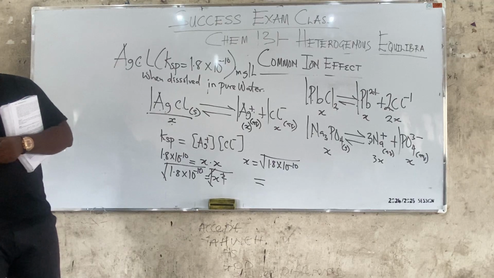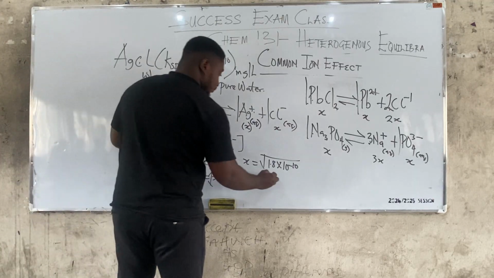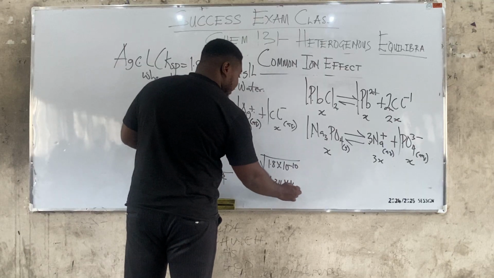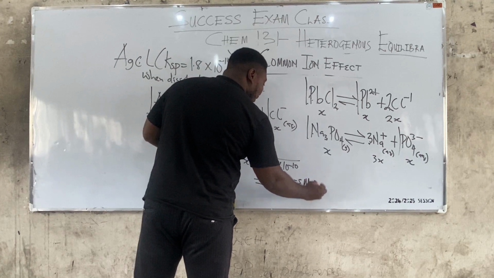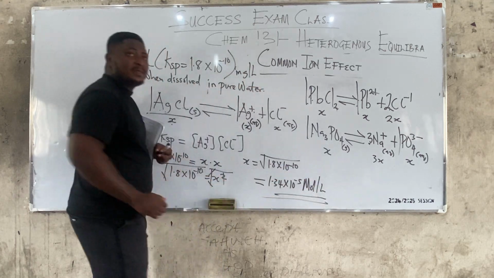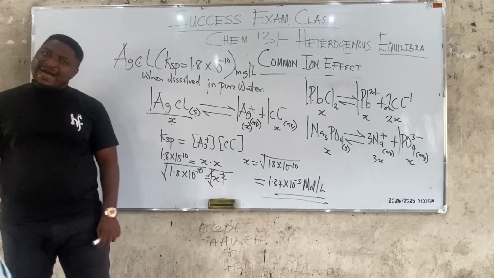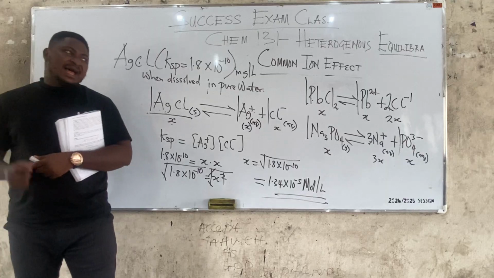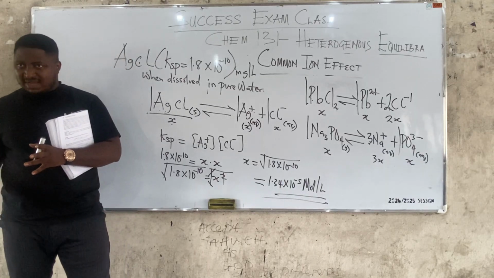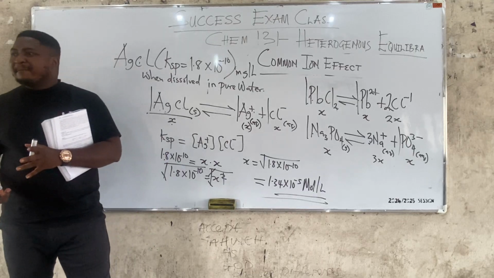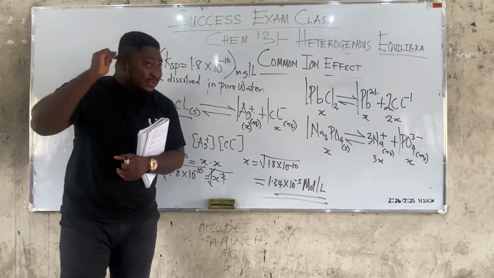What is the square root of 1.8 times 10 raised to minus 10? 1.34 times 10 raised to minus 5. Class, this concentration is in mole per liter. Mole per what? But what should the question find it in? Find the concentration in gram per liter. Class, from mole per liter to gram per liter, normally you should be able to do it. How do you go from mole per liter to gram per liter? By multiplying by the molar mass of the salt.